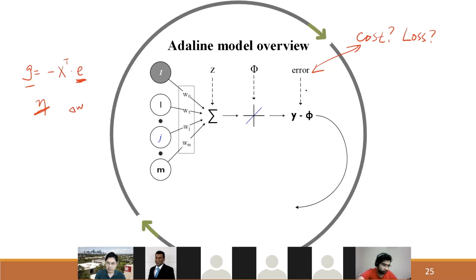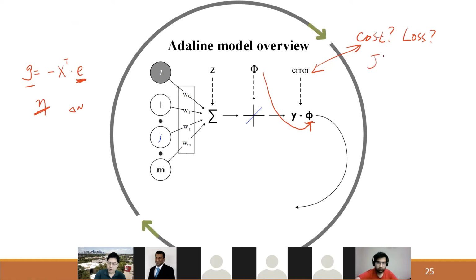Then if error is minimized, your prediction, which is the activated input, the difference between the activated input and the Y label is minimized. Then all your prediction is correct, right? That's your objective. So I hope that's crystal clear. That has to be clear.